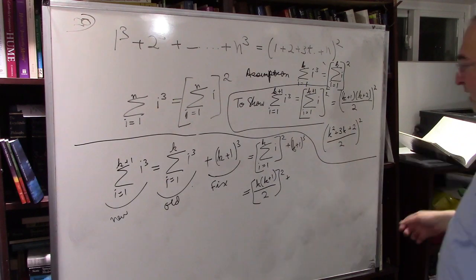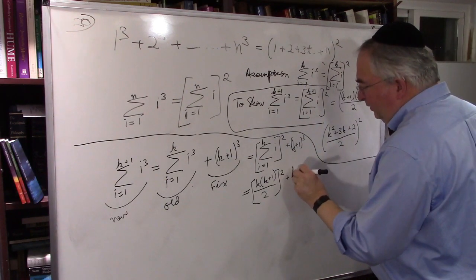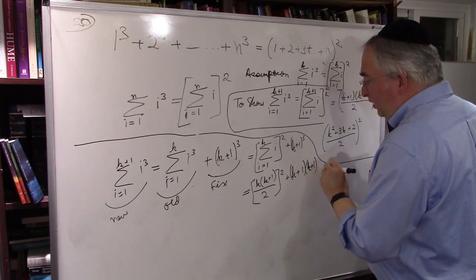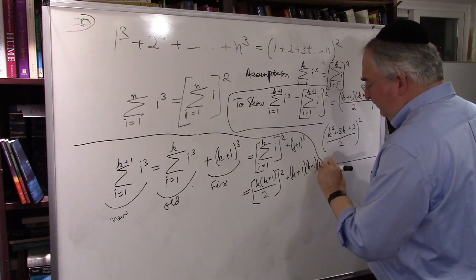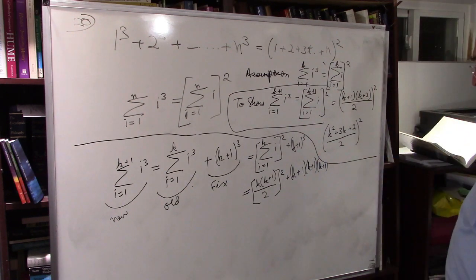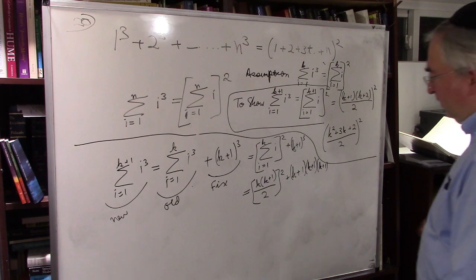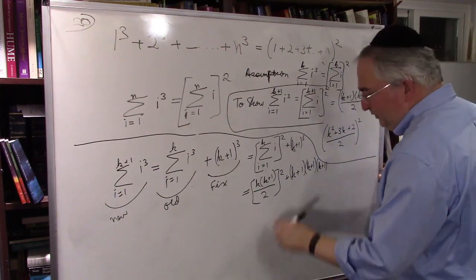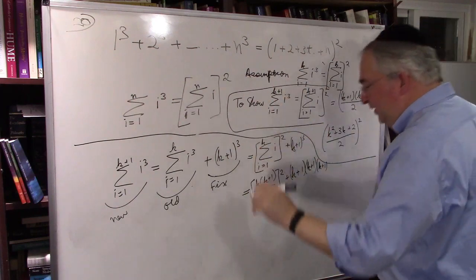Okay, let's multiply k plus 1 to the third. Oh, we have to write it out. k plus 1 times k plus 1 times k plus 1. Okay, so this is equal to, we're going to have to multiply this out too. So let's multiply everything out.